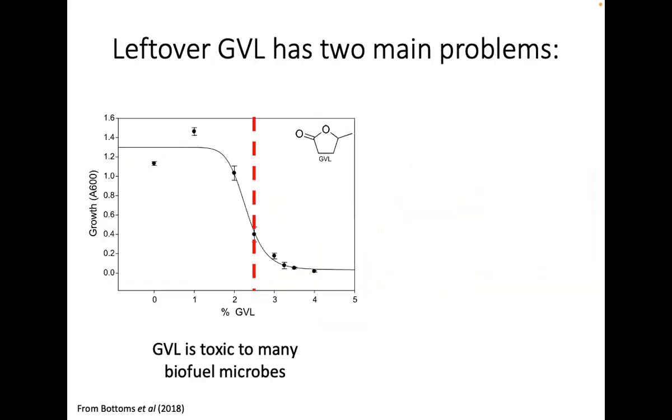On one hand, that level of GVL is toxic to many biofuel-producing microbes. What we're seeing here is a growth curve, the final growth density of yeast grown with various amounts of GVL added to the media. You can see at 0% on the left, it's growing fine, 1% doesn't really matter. But once we get into that 2 to 3% range, the yeast are not reaching high densities. They're having trouble growing. And this is true for other biofuel microbes as well.